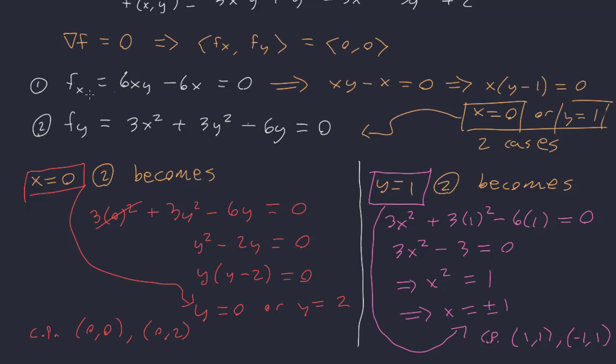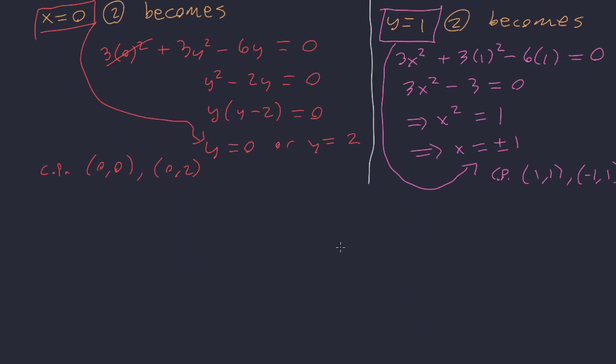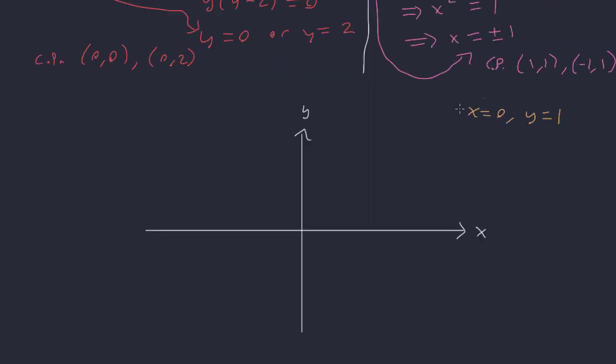So when we solved for f sub x equals 0, it gave us x equals 0 and y equals 1. So if we go to the graph, x equals 0 is this vertical line here. That's actually the y-axis. Okay, so that's x equals 0. And y equals 1, we'll put that here. That's this horizontal line. So that's y equals 1.